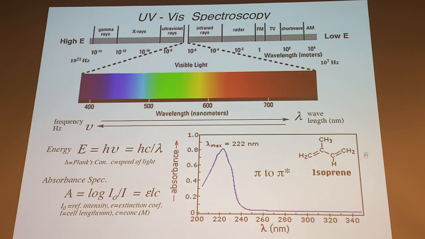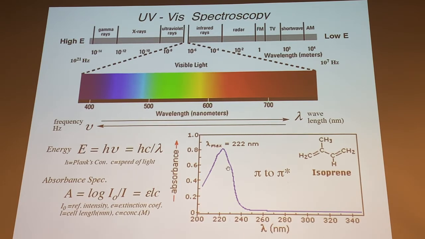And here, to get started, isoprene, or methyl butadiene. And here's the lambda max at 222 nanometers. That's a lambda value. We could convert that into a frequency value. It's in this range right here. And notice that's outside the visible range. So it's up here, you can't see it.